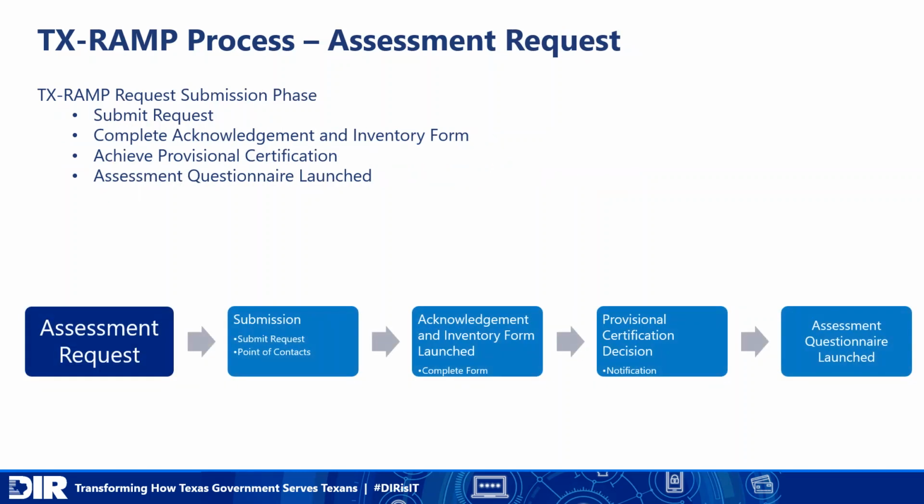So once you have all that information and you're ready to proceed, next is actually submitting the request to us. So the assessment request, you'll submit a request to us and designate your points of contact. What happens next is those contacts will receive an acknowledgement and inventory form, which they will then have to complete. Once we receive that form back, we will review it. Then we will grant provisional certification as needed or reach out if further clarification is needed. A notification will be sent out, and later at that point, once designated, an assessment questionnaire will be launched to your contact as you have specified what level certification you are requesting.